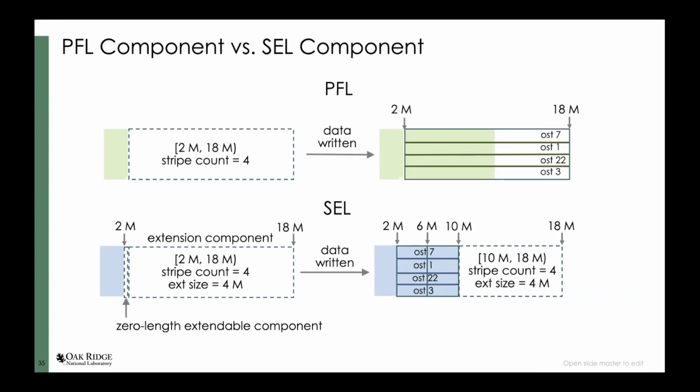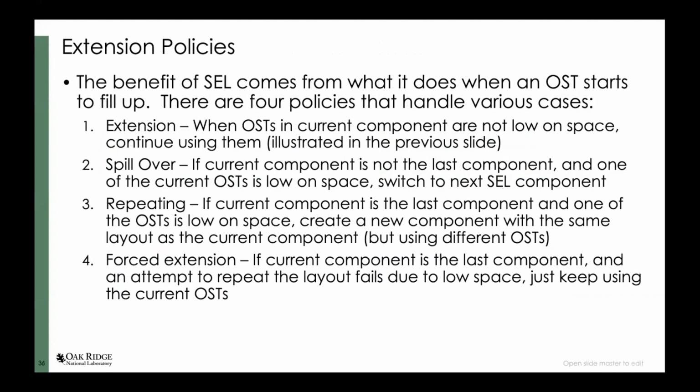And of course, as it keeps extending that initial extendable component, it also shrinks the corresponding extension component. So that blank space at the end gets smaller and smaller as it keeps expanding the initial component. And then eventually, once you hit up to the 18 megs, you would have the whole thing allocated, and that extension component just disappears.